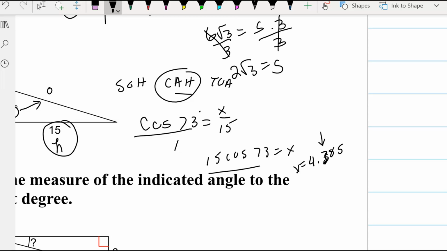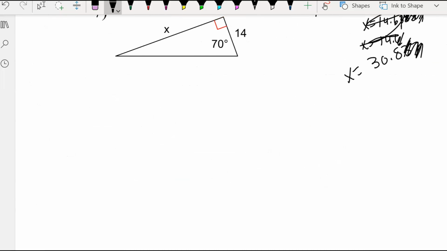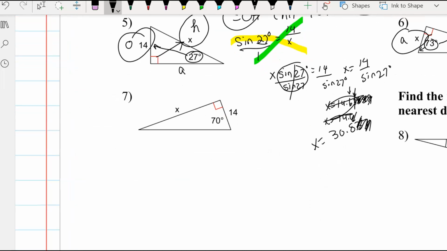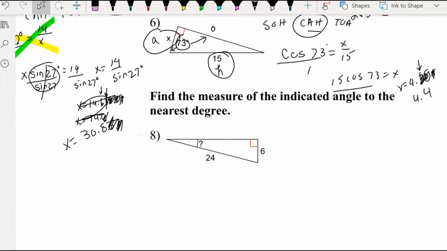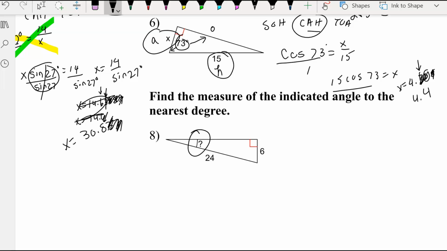We want to knock it off to the tenth. That means this number is the number I look at. This number is closer to 8, 9, 10 going up, so it's closer to 4 than it is to 3, so 4.4. Okay, I'm going to skip the next one. The next one is tangent. It's the same idea. Find the measure. Now, this time we're trying to find the angle measurement.